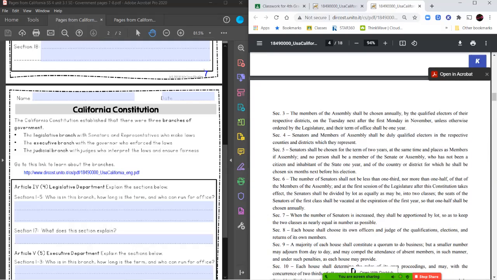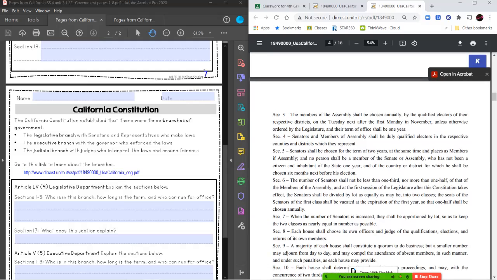Section 3: The members of the assembly shall be chosen annually, so again, yearly, by the qualified electors of their respective districts on the Tuesday next after the first Monday in November, unless otherwise ordered by the legislature, and their term of office shall be 1 year. So again, a 1-year term, and they get selected by the representative districts. The districts they are representing, the parts of the state they are representing, are the ones who would vote for them.